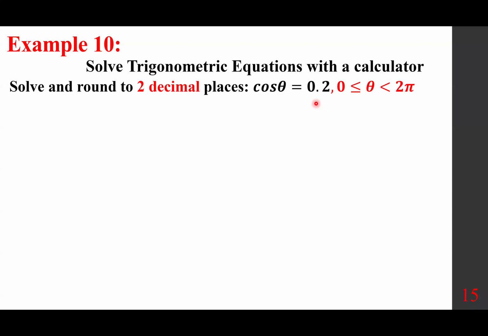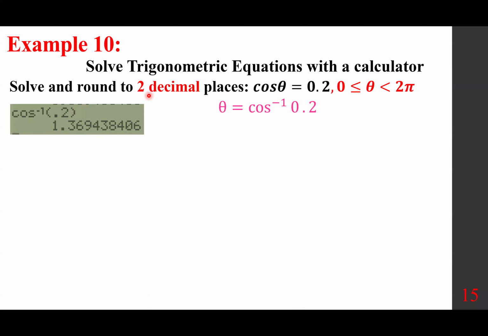So cosine theta equals 0.2, and we recognize this as not a common arc. So theta is cosine inverse of 0.2. And cosine inverse of 0.2, you put it into a calculator. Cosine inverse of 0.2 gives you this number, 2 decimals, 1.2 next to number 6 is 9. We take it up and we make it 1.37. This is in radians.